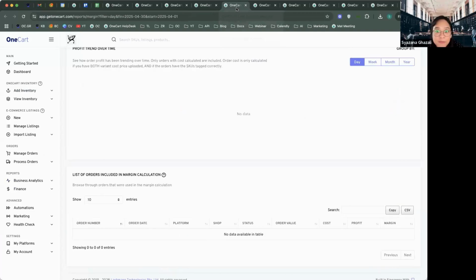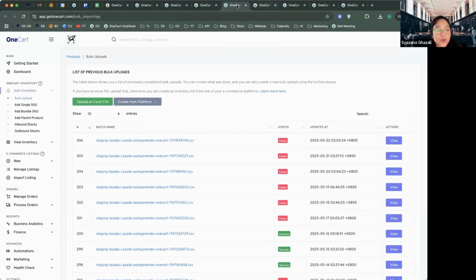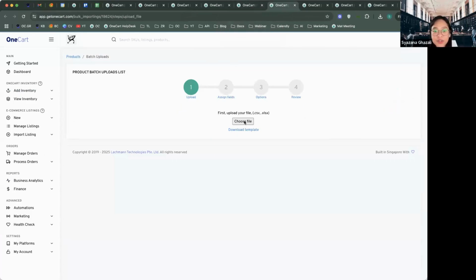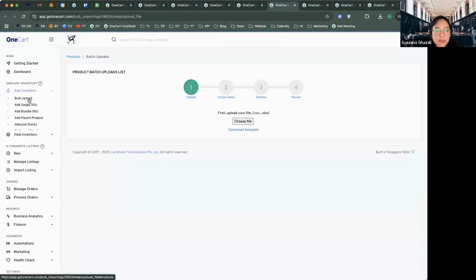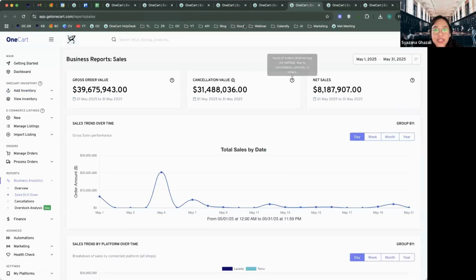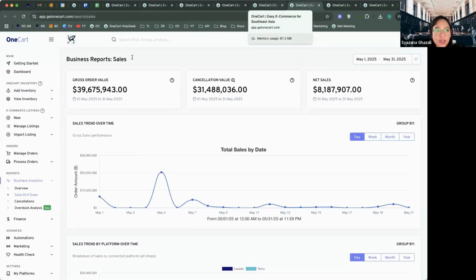Yeah, okay. So for example, going back to the unit cost, if you want to upload it, remember to just go into get inventory, bulk upload, and download the template. When you're ready, choose file, and then you upload it, and it will take a few days for OneCart to be able to do the calculation for you in the background.